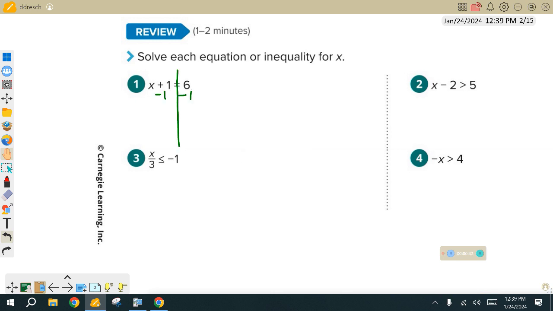Adding 1 gives me x to be 5. It's a quick one-stepper. Over here, what's my inverse operation? Add 2. And on that one more time, x equals 7. X is less than 7. Wait, no. Greater than 7.